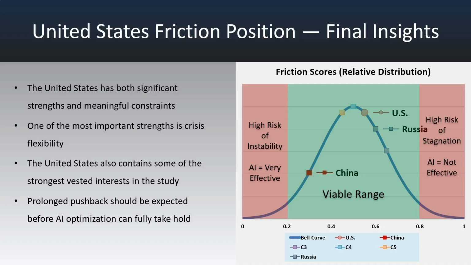Meanwhile, the United States also contains some of the strongest vested interests in the study. Large sectors of the economy operate inside institutional frameworks that carry significant political influence. In many ways, the traditional military-industrial complex has evolved into a broader vested interest industrial complex. As AI and automation push into these sectors, significant and prolonged pushback should be expected before AI optimization can fully take hold.